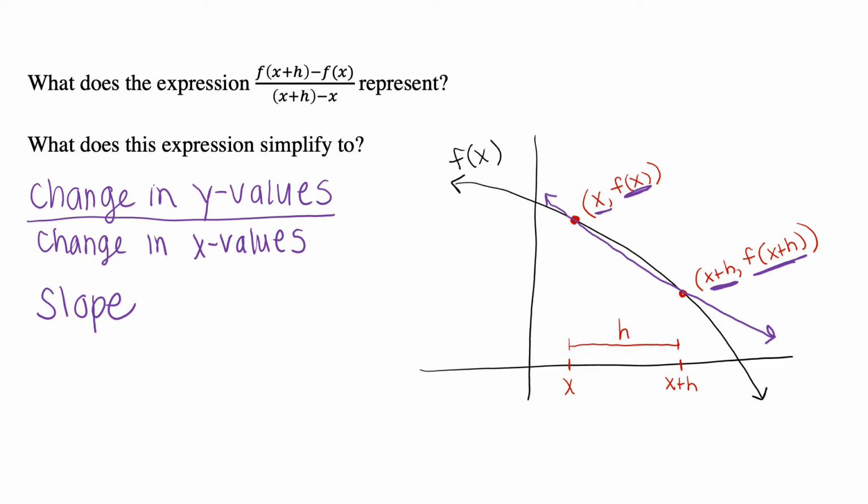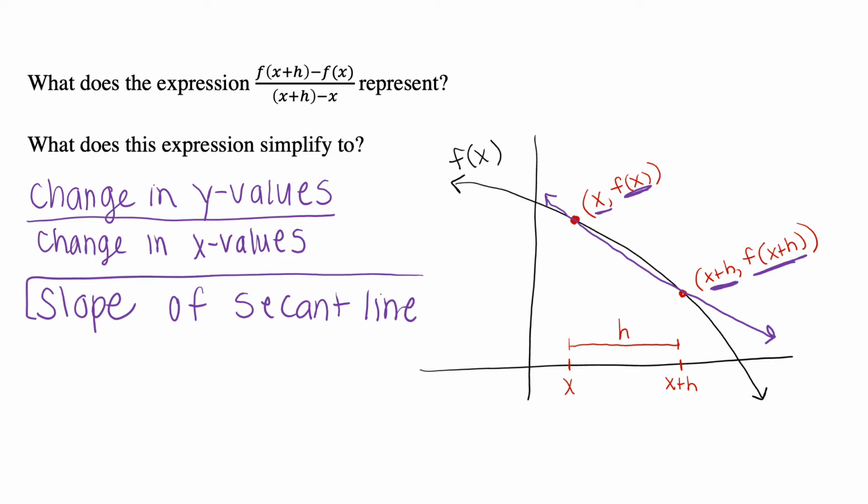Okay, not the best, but you get the idea. That's a straight line. And remember, a line that goes through a function at exactly 2 points is called our secant line. So that f of x plus h minus f of x over x plus h minus x is the slope of our secant line, which we have here in purple.